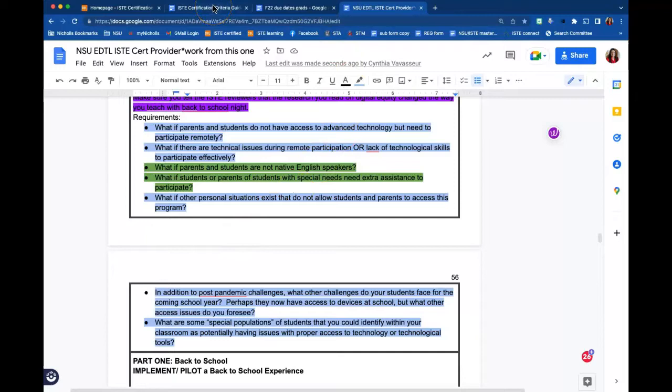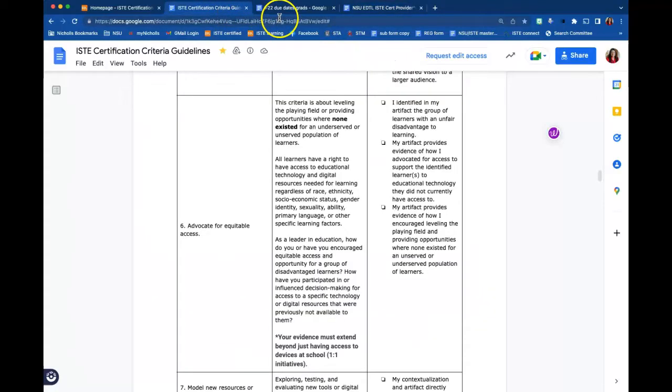So when you get on your criteria guideline, remember that you are filling out your articulation, and remember that you are using this language and talking about how you met these checklists.